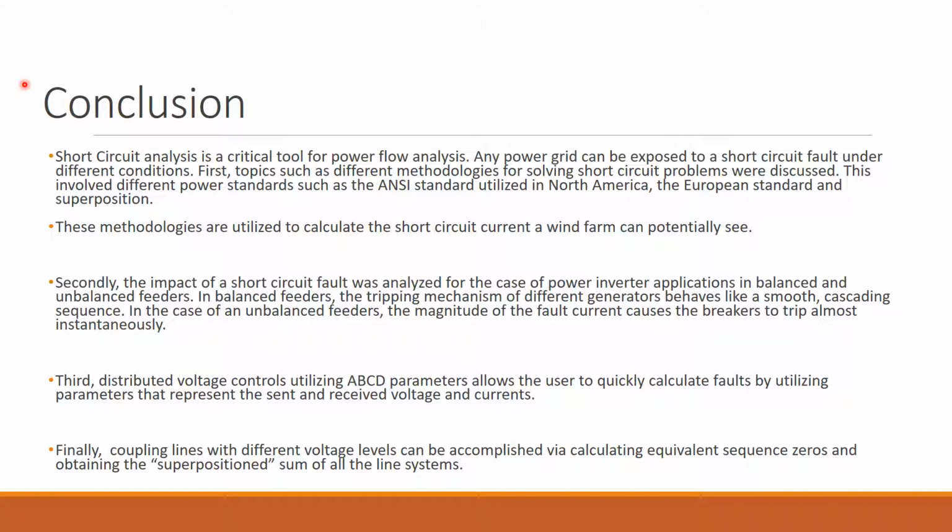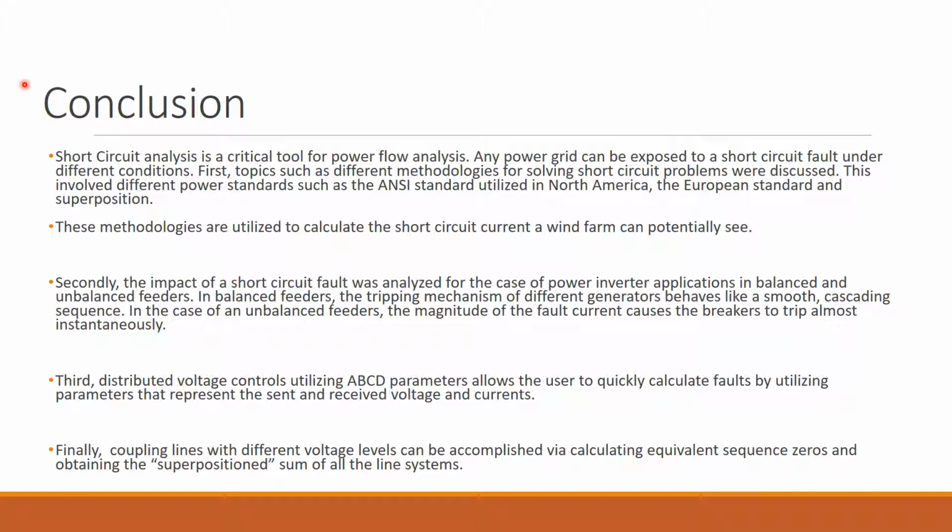Secondly, the impact of a short circuit fault was analyzed for the case of power inverter applications in balanced and unbalanced feeders. In balanced feeders, the tripping mechanism of different generators behaves like a cascading sequence. What we saw was that whenever we have an unbalanced system, the tripping mechanism is going to be really rapid and sudden, and this is basically because of the high magnitude, which causes the breaker to trip almost instantaneously. But it is really important to mention that this high magnitude is actually caused by the inverter application. So knowing how to calculate or design for that short circuit current is vital in order to utilize the correct power protection system.